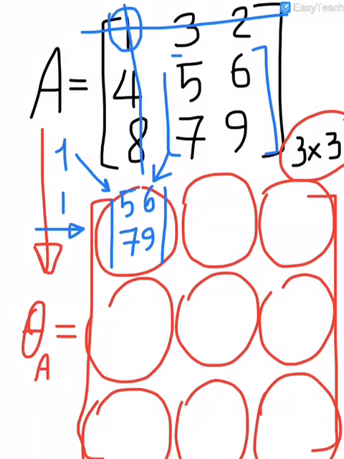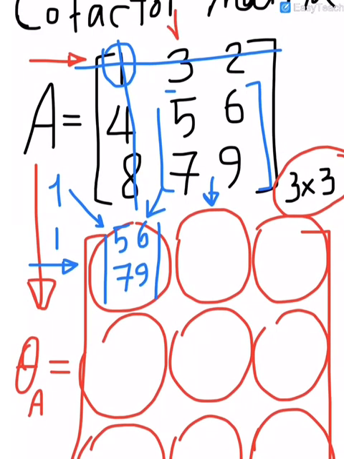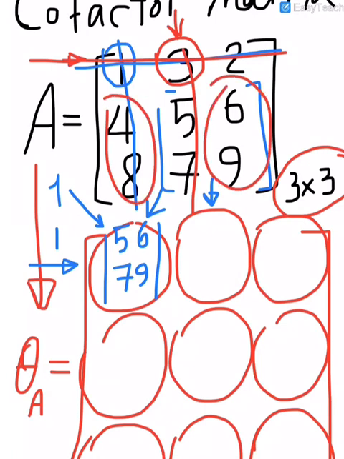Now I'm going to the other element, which is here. The first row and second column. I go to the first row and the second column, which is this one, so this element of position of this. Again, I do the same. I delete the row and the column. What is remaining is this one and this one. I write it here: 4, 6, 8, and 9.